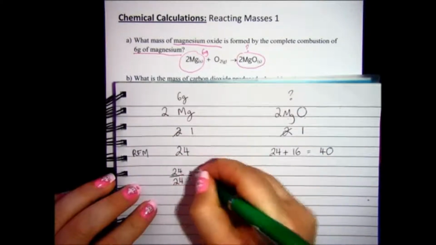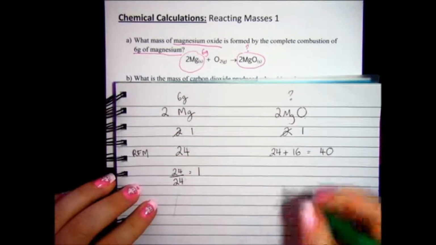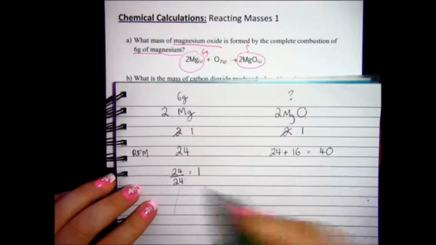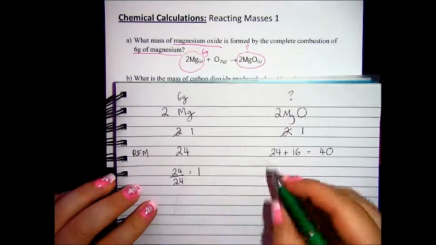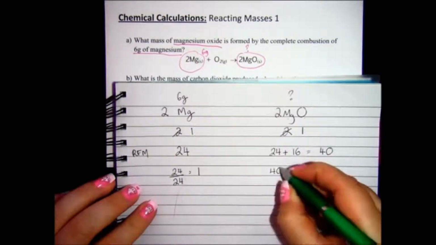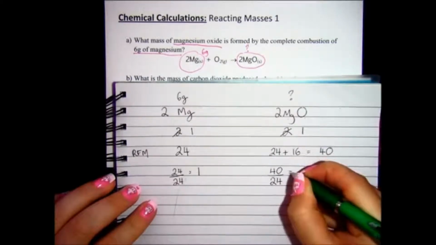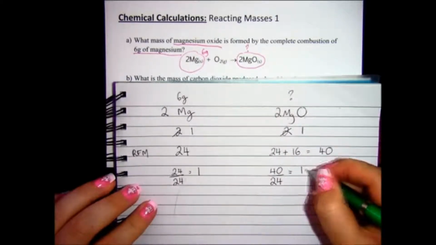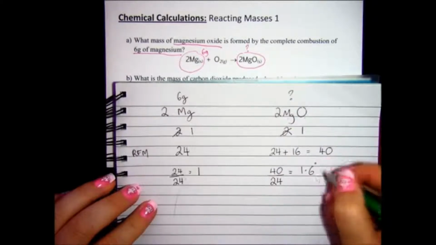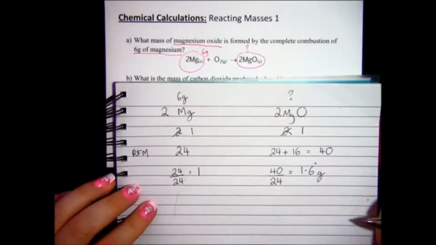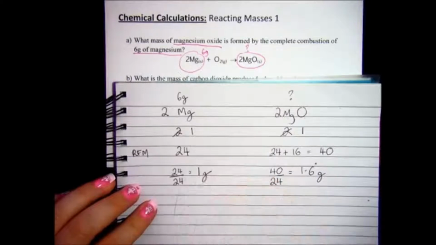Whatever I do to one side, I must also do to the other. So I do the 40 divided by the 24, which would equal 1.6 recurring. At this point you can leave that on your calculator, you don't have to take that off, it saves you having to type it in later. Leave rounding as late as you possibly can.